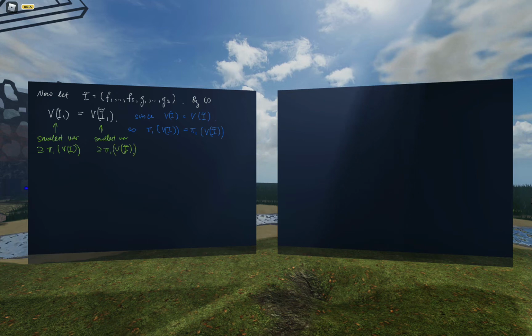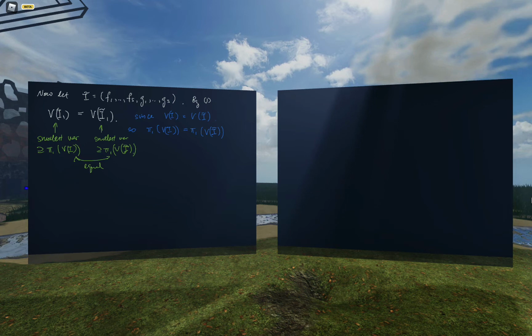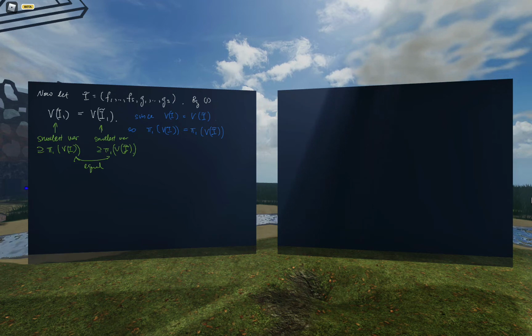And so since these are equal, the original ones are equal as well. So this uses part 1, right? We haven't changed the original variety, and the first elimination variety, V_I1 and V_I tilde 1, are also the same. So that's nice, because now we can play around with the generators and try to do some stuff.